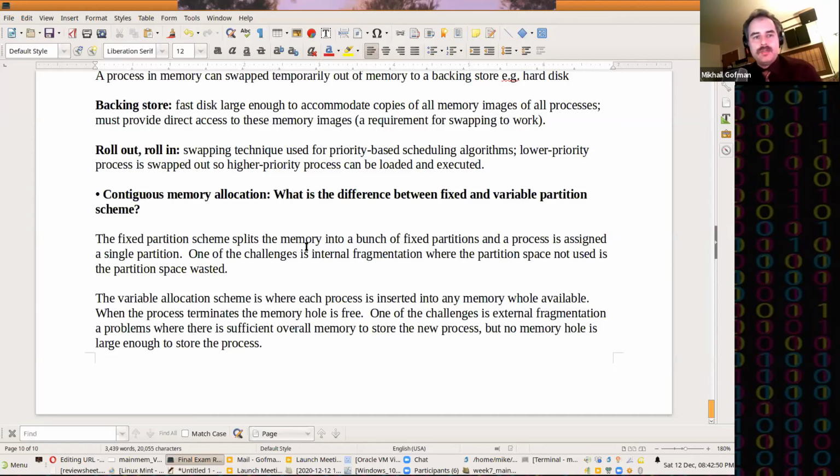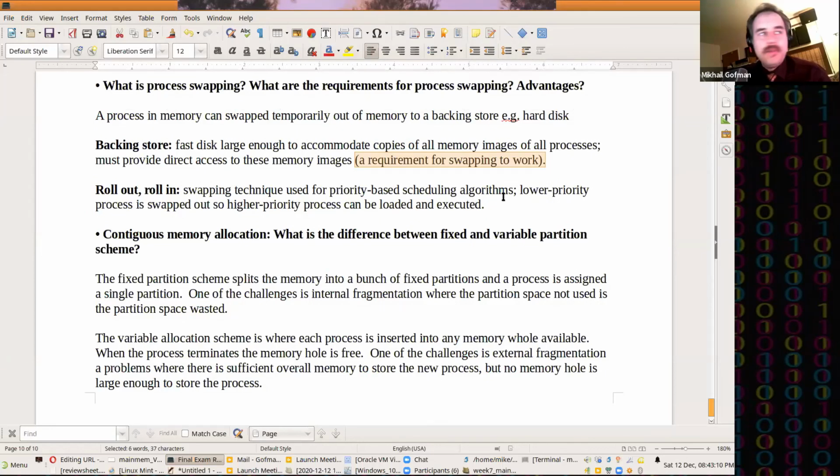Okay. We have a question. What are the requirements and advantages of process swapping? I already mentioned it. A requirement is a backend store. We need to have some kind of a backend store like the disk. And the advantage is that it allows us to free memory for use by other processes. So I can temporarily remove the process from memory onto the disk to make more room for other processes. Make sense? All right, so that's basically the idea.